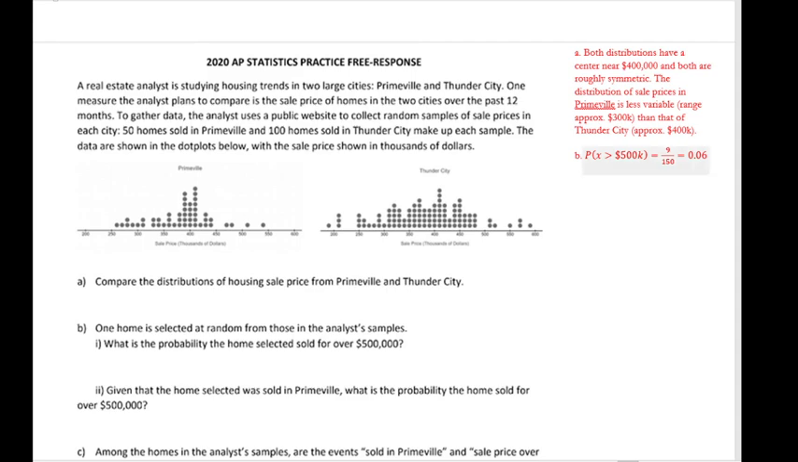So for that one, we are going to be looking at the probability that X is more than 500,000 given that the home is in Primeville. So we've only got 2 homes in Primeville that are over $500,000, and we've got a sample size of 50 from Primeville. So that's going to be 2 over 50, or that would be 0.04.